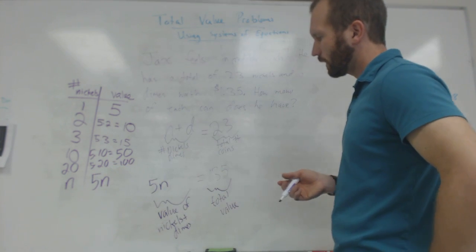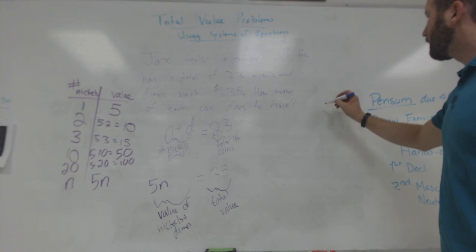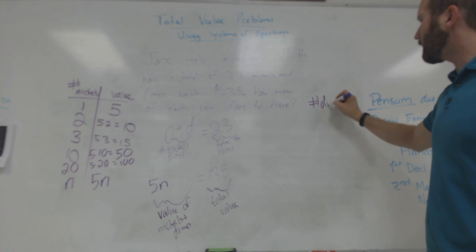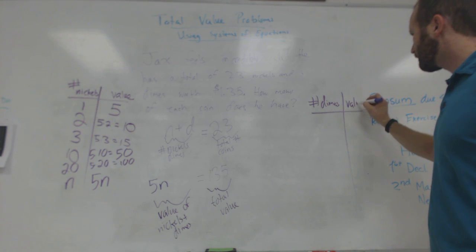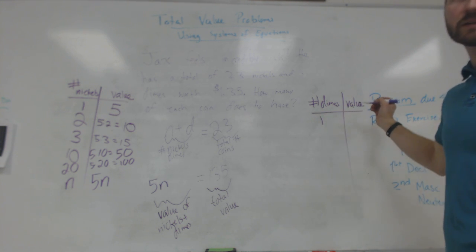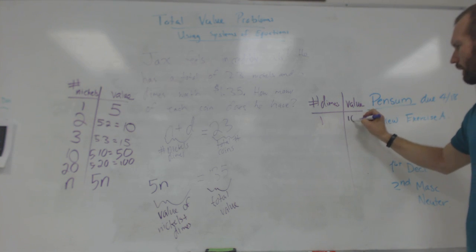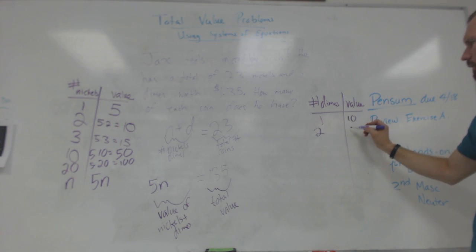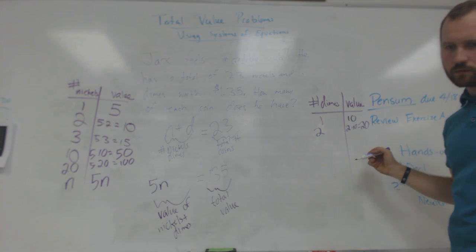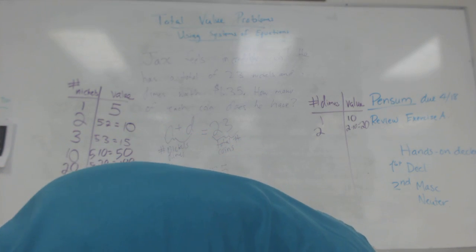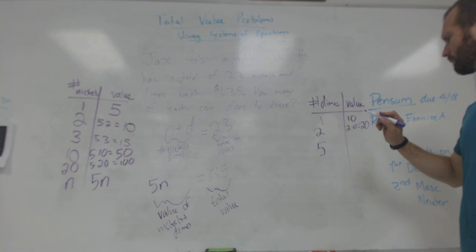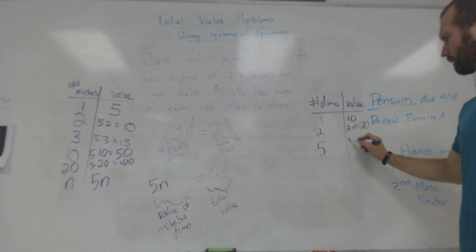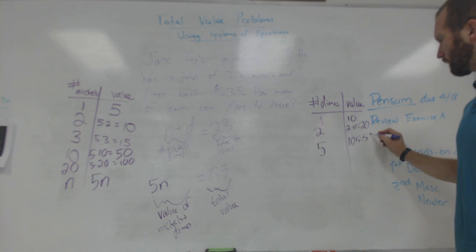Okay, hold on a second. The number of dimes. Let's do the same thing with dimes. If I have 1 dime, how much is that worth? 10 cents. If I have 2 dimes, how much is that worth? 20. Yeah, which is 2 times 10, right? What if I have 5 dimes? Worth 50. 10 times 5 is 50.